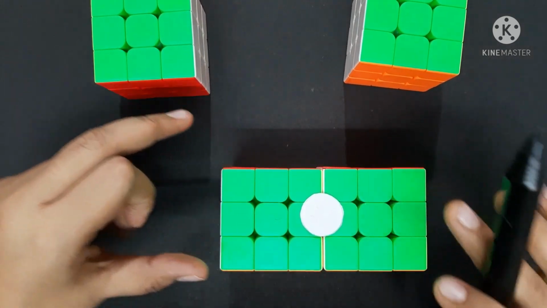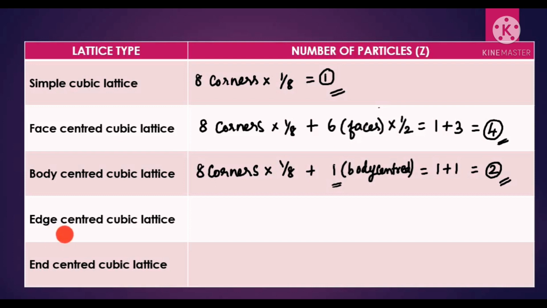So let us calculate the number of particles here now. How to calculate for the edge-centered cubic lattice? As I told you earlier, it contains 8 corners, is it not? It has atoms in 8 corners which are shared by 8 cells, so the contribution will be 1/8 as usual. And then at the edge centers, how many edges are there? 12 edges, okay? And each edge will be shared by 4 adjacent unit cells, so it will be 1/4.